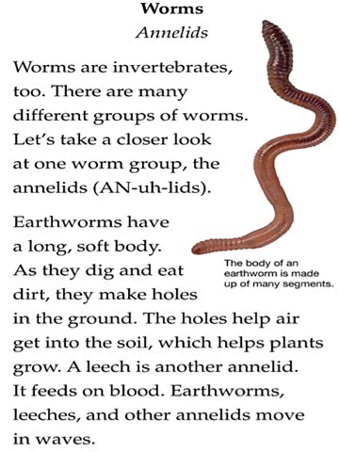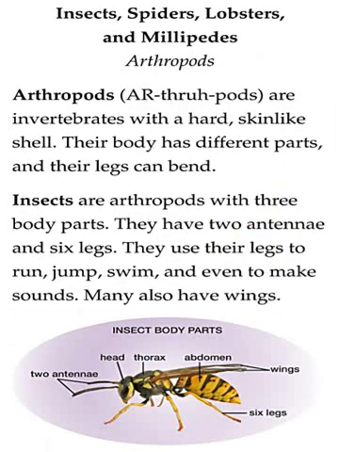A leech is another annelid. It feeds on blood. Earthworms, leeches, and other annelids move in waves. Arthropods are invertebrates with a hard, skin-like shell. Their body has different parts, and their legs can bend.